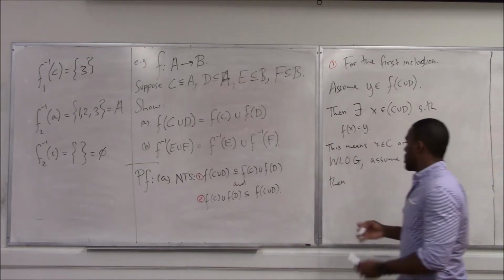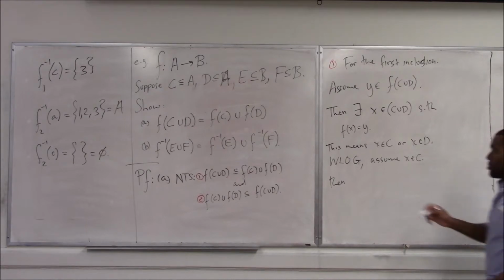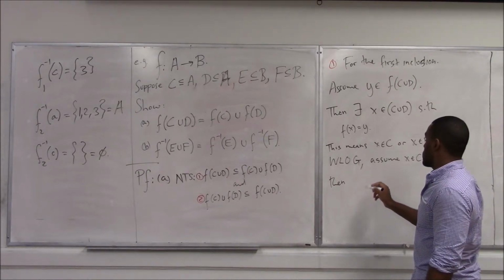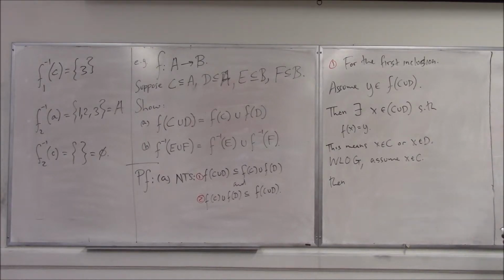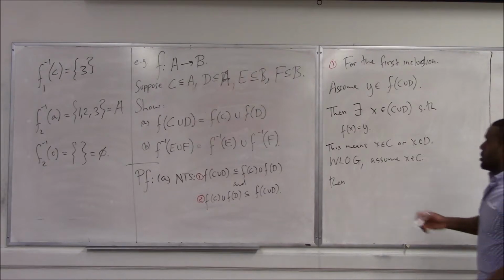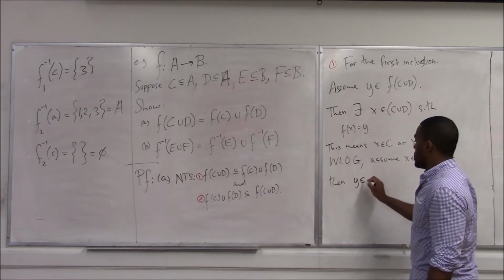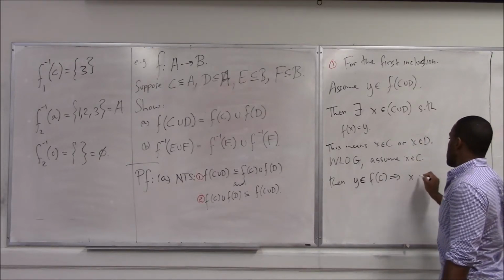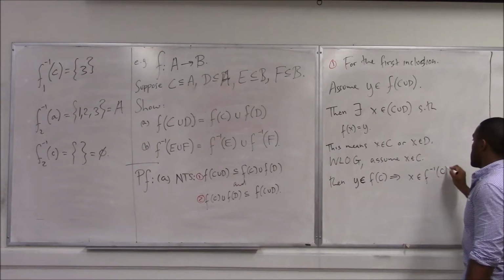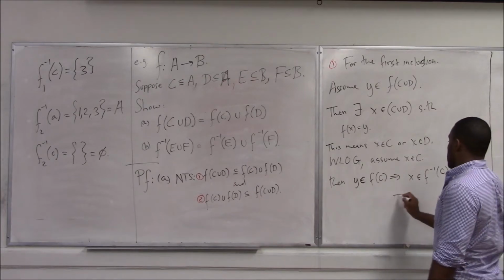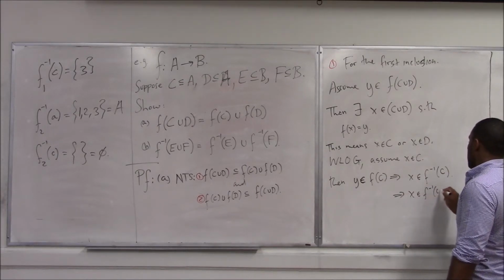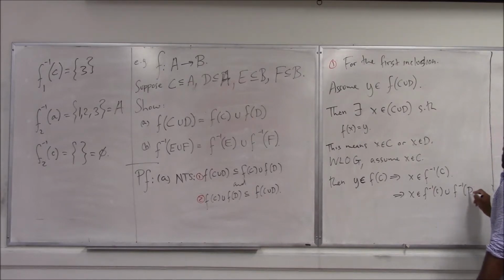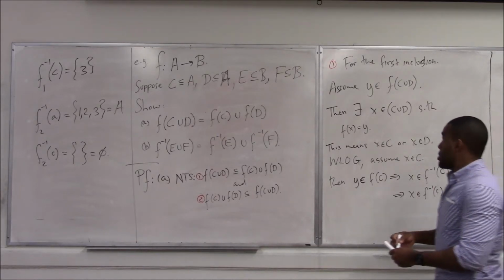Then f of X, or f of C, would also equal Y. Then there exists an X such that f of X is Y, so this means your Y would be an element of f of C, right? Which would then imply, by the same idea, that X is an element of the inverse of C. But that would mean, if you're in one set, you're in that set union with any other set. So that proves the first inclusion.